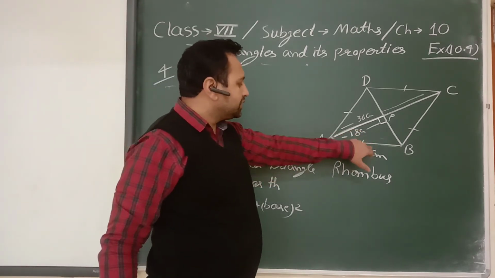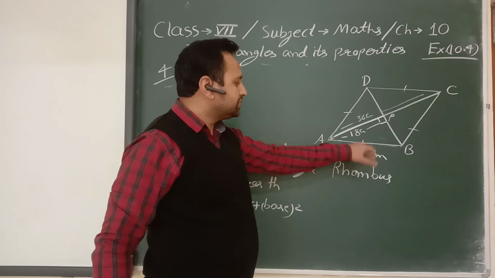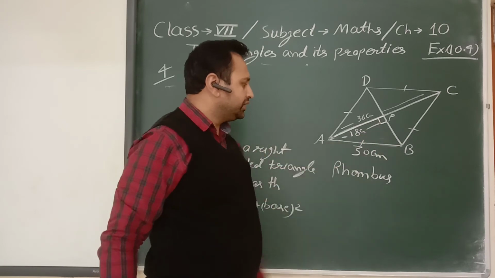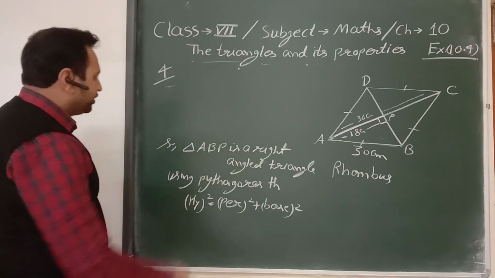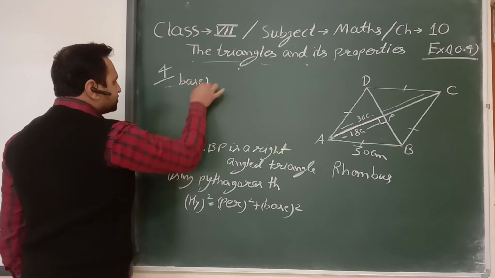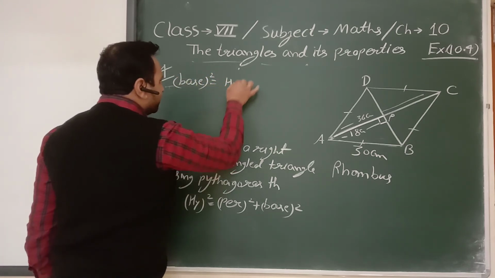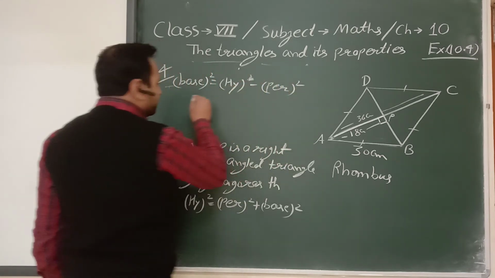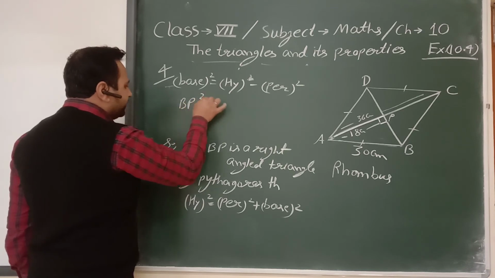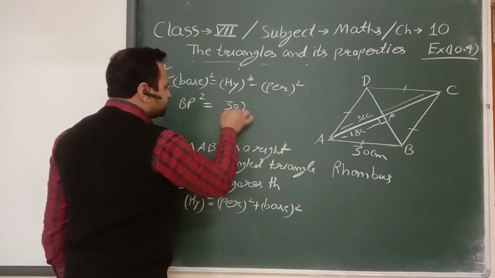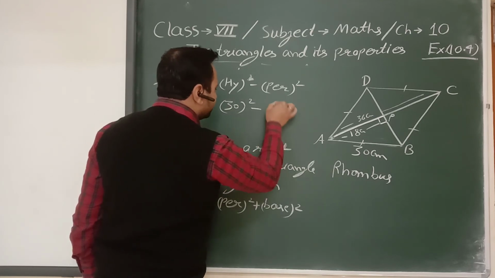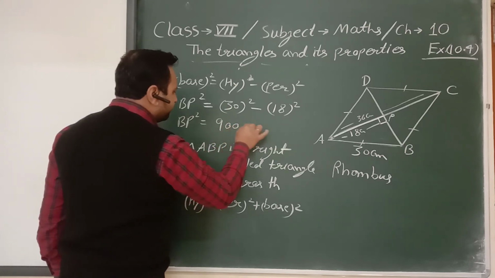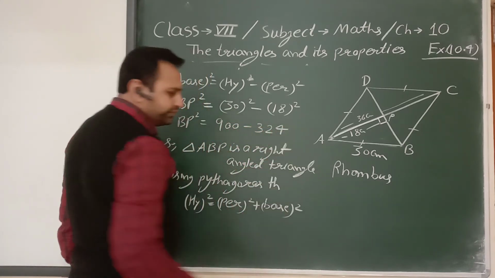So in this triangle the side 30 centimeter is hypotenuse, and we suppose perpendicular is given and we have to find out base. So we convert the formula according to base. So base square is equal to hypotenuse square minus perpendicular square. Base means BP. So BP square is equal to hypotenuse, its value is 30, and perpendicular, its value is 18. So BP square is equal to 900 minus 324.